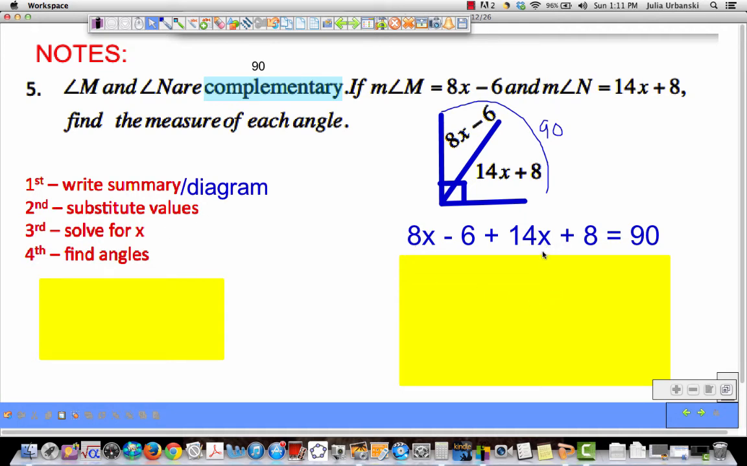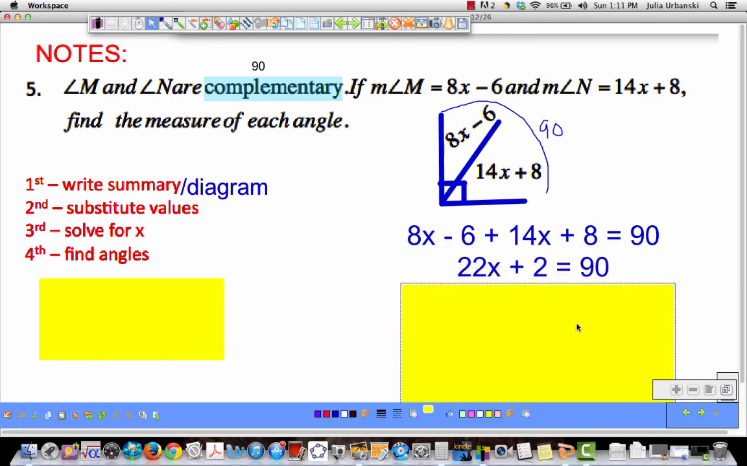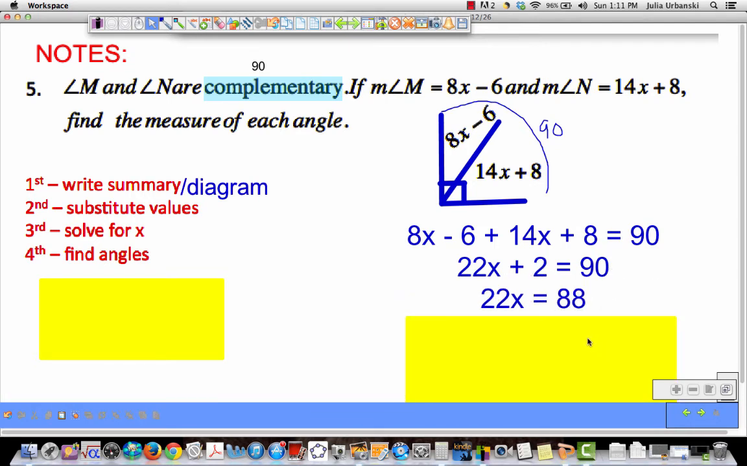There's no equal sign in between the x's, so that becomes 22x. And negative 6 plus 8 becomes positive 2 equals 90. Subtract 2 from both sides and you get 88. And then divide both sides by 22 and you get 4.